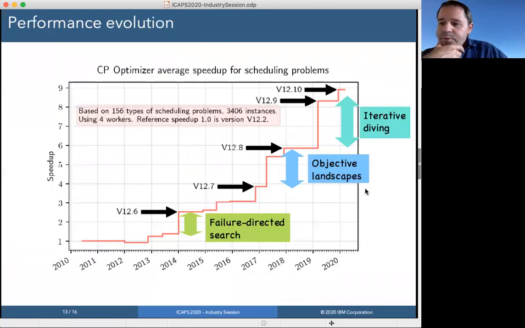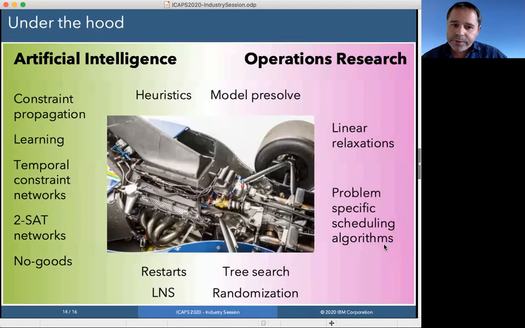So in CP Optimizer, we improve the automated search from version to version. On this plot, you can have an idea of the average speed of the different versions across a large number of different types of scheduling problems that we have in our benchmarks. And you can see the main ideas we introduced in the search algorithm that help improve the performance. Some of these techniques are described in papers like failure-directed search or objective landscapes. So if you're curious to see what happens under the hood, most of it is actually described in papers. I will give the references in the next slide.